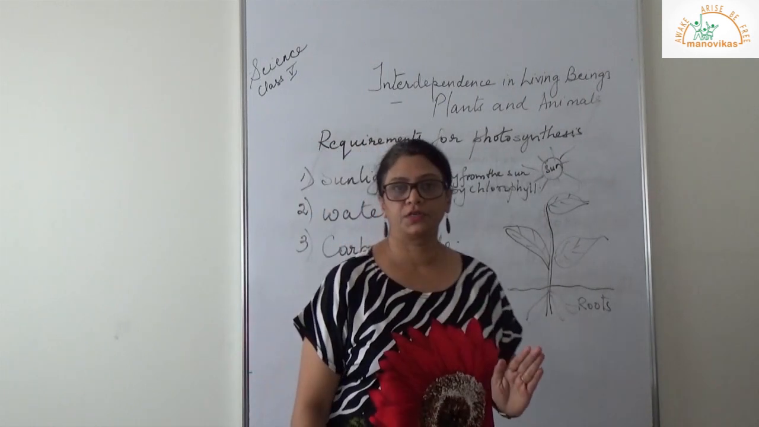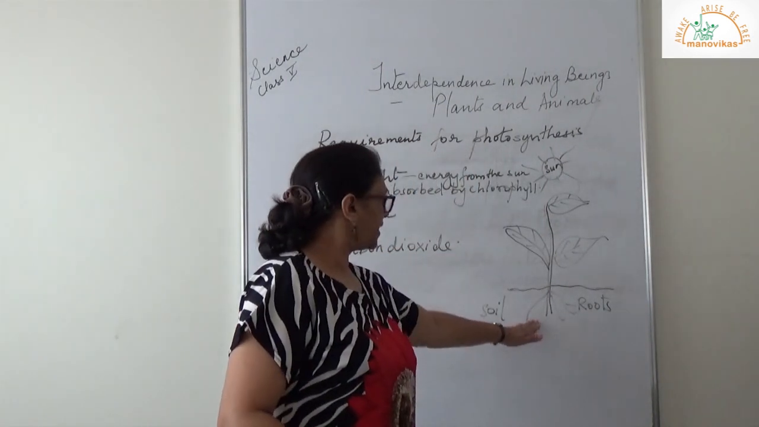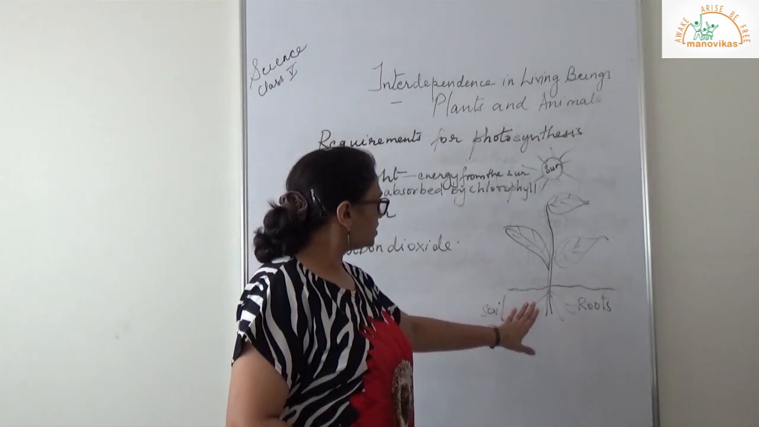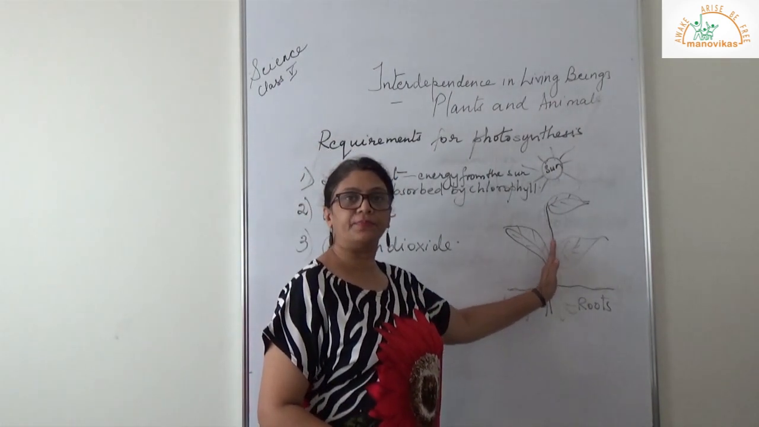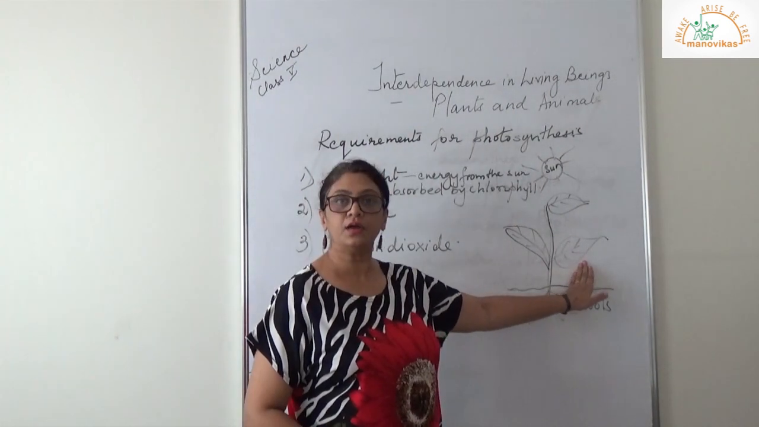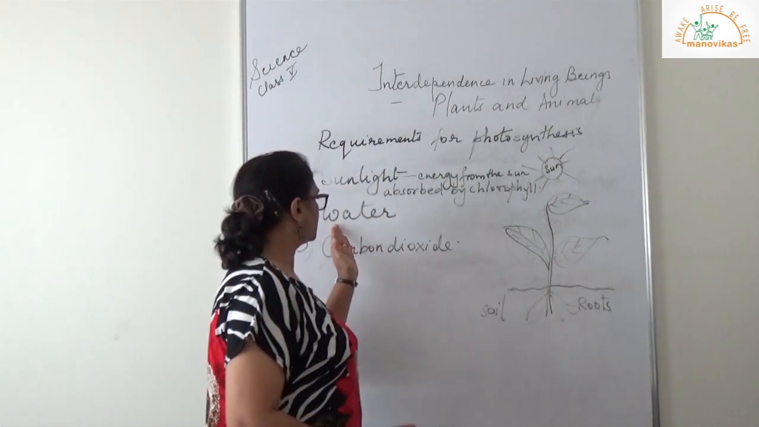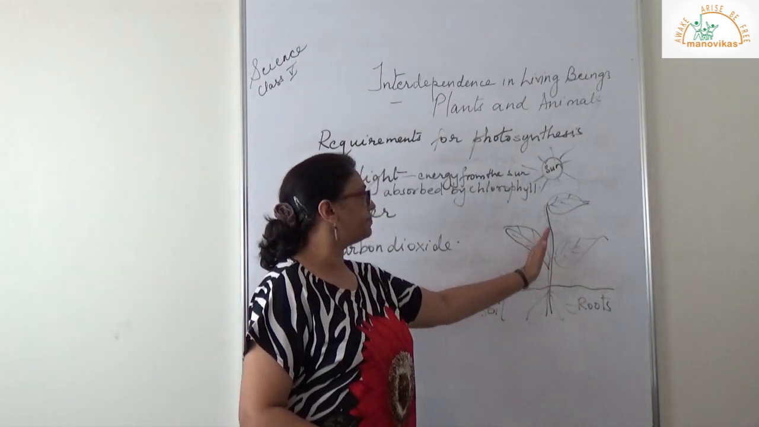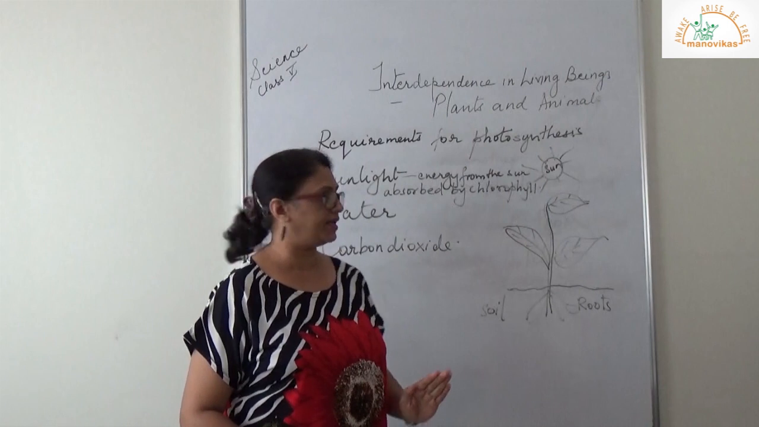What about water? The roots absorb water from the soil. This water is carried through the stem to the leaves. So water is taken from the soil by the roots, carried by the stem to the leaves.